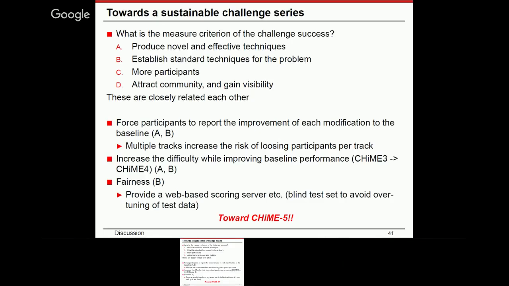And increasing the difficulty is quite important, while improving the baseline, otherwise we just lack participants, so we should do it. In that sense, from CHiME 3 to CHiME 4, we did it, and it seems this is very important. And finally, the fairness. We may need to provide some system to prevent people from overly tuning on the test set and so on. So this is what we consider, and maybe some of them will really be implemented in our next CHiME or whatever.